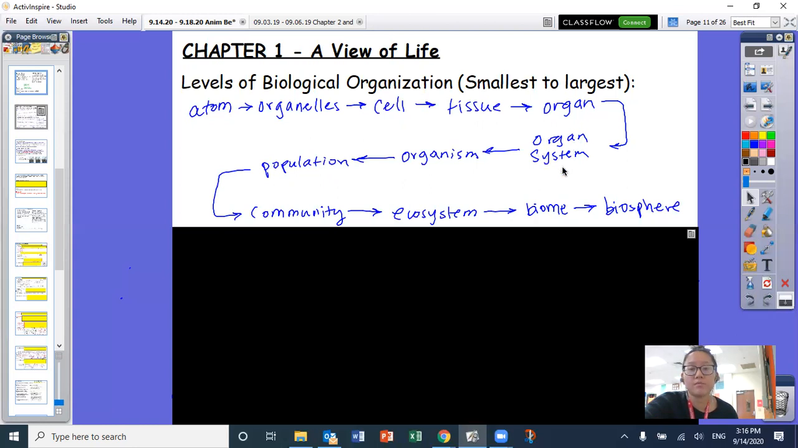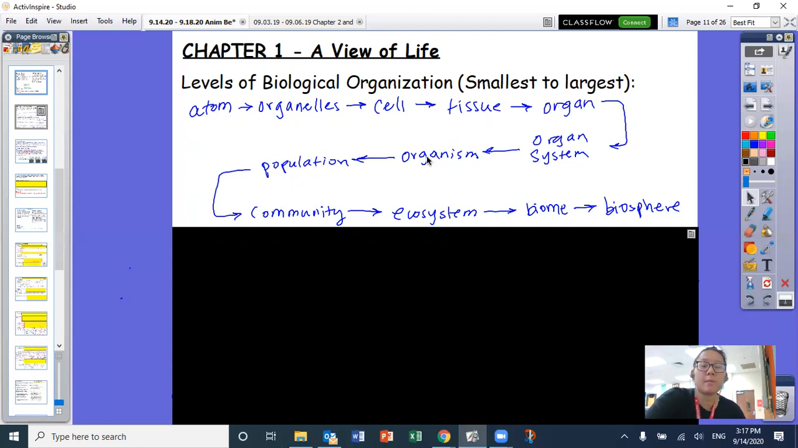Now, if you have a bunch of organ systems like your nervous system, your digestive system, your reproductive system, your excretory, respiratory, lymphatic system, right, your skeletal system, all of those added together become an organism, right? So organisms can't exist unless there are cells. And cells can't exist unless they're organelles, and organelles can't exist unless they're atoms, right? This all is reliant on each other.